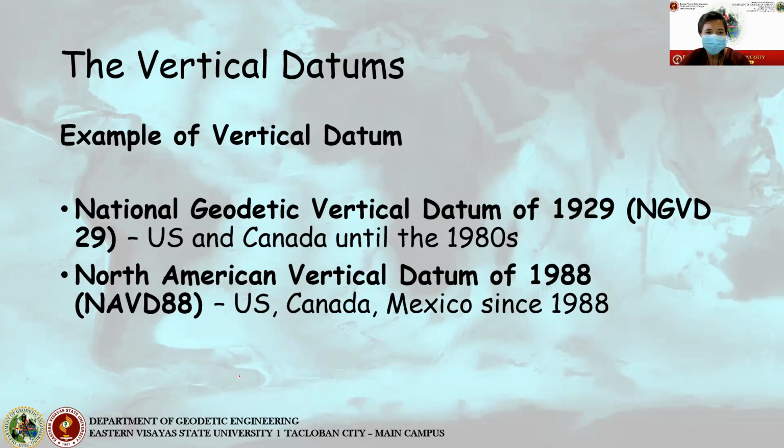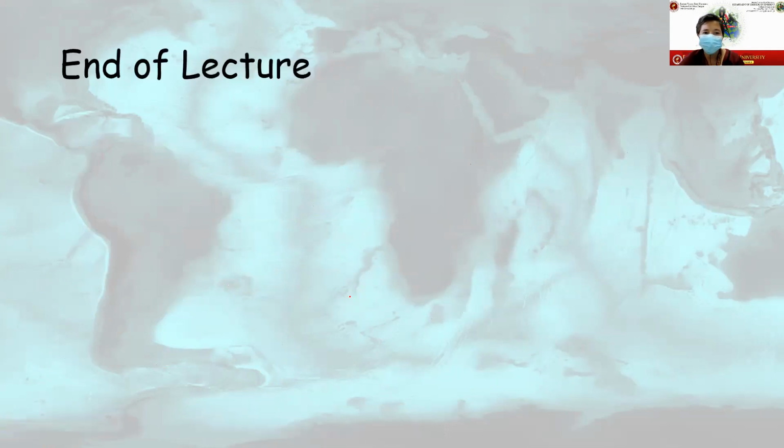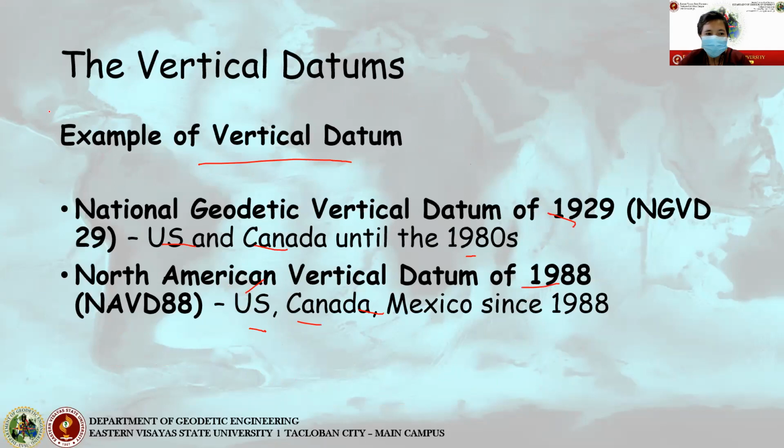Examples of vertical datum: we have the National Geodetic Vertical Datum of 1929, which is being used by the US and Canada. We have the North American Vertical Datum of 1988, which is being used in these countries also. So we are using different vertical datums as of today, and these are established by the USGS, vertical datums that are observed using tidal observation.